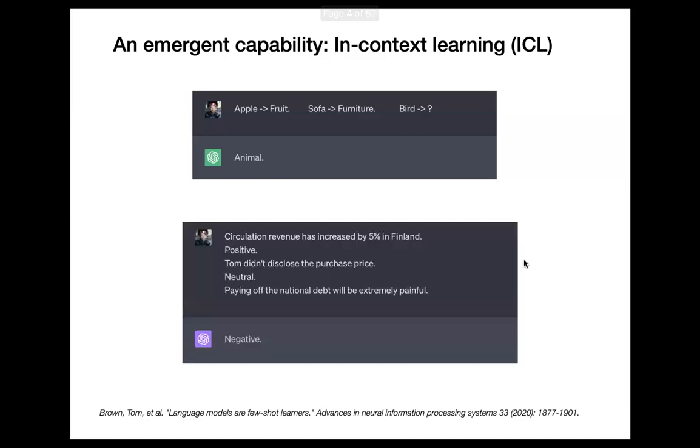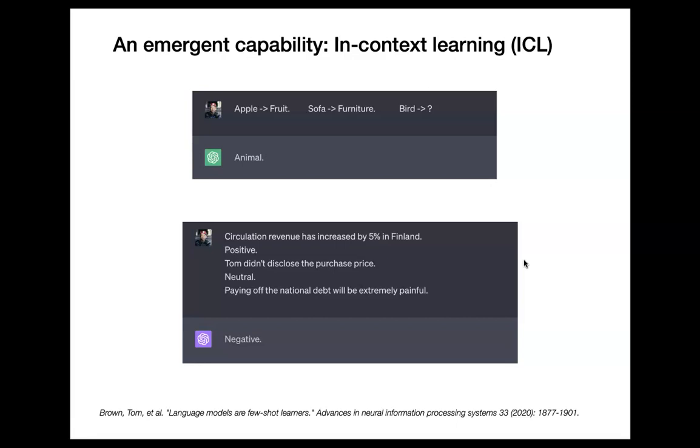And here's another example of sentiment analysis. So I input the first sentence and then the sentiment of the sentence, which is positive. Then the second sentence and sentiment, and then the third sentence. So this language model recognizes that this is a sentiment analysis task, and then outputs the sentiment of the third sentence, which is negative.